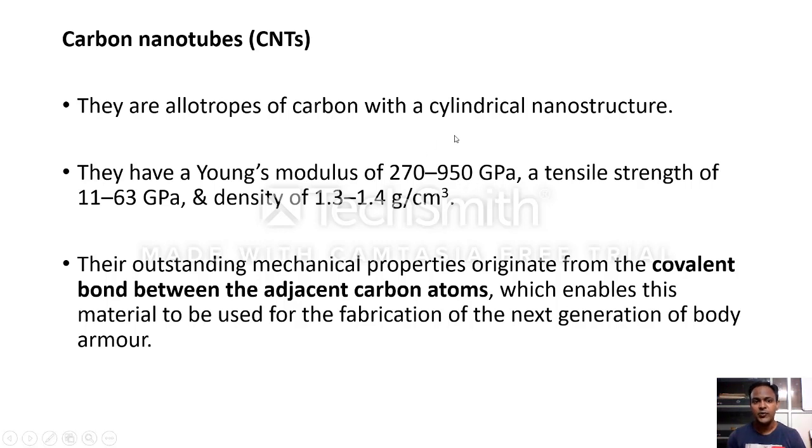Next is carbon nanotubes. Carbon nanotubes are allotropes of carbon with cylindrical nanostructures. These are nanotechnology based developments. This is a new generation type of material. They have a Young's modulus of 270 to 950 gigapascal and a tensile strength of 11 to 63 gigapascal with a density of 1.3 to 1.4 grams per cubic centimeter. They have outstanding mechanical properties which originate from the covalent bonding between adjacent carbon atoms, which enables the material to be used for the fabrication of next generation body armors.